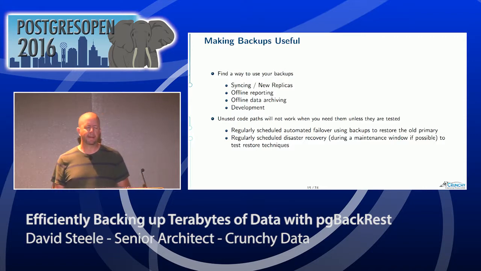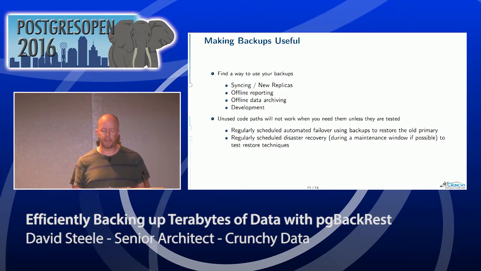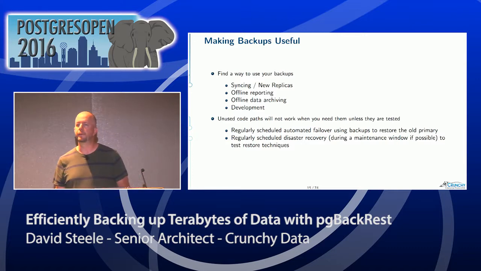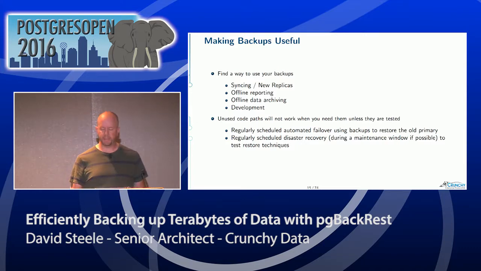Another thing is that, basically, unused code paths aren't going to work when you need them. So this is basically what I was saying before, but another thing you can do is regularly schedule failover between your primary and replica, and then use your backups to restore the old primary to a replica and put that back on replication. Regularly scheduled disaster recovery. These are all things that you can do to make sure that your backups are working, your DR is working, and everything's in place.